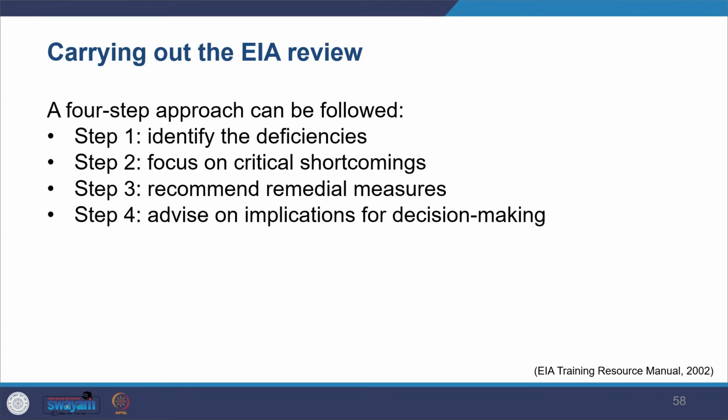And then you carry out the EIA review process, which is like here by the UN training program. You see that it has been updated to 4 steps. Step 1, identify the deficiency, focus on critical shortcomings, recommend remedial measures, advise on implications for decision making. So you're reviewing the report part here, so you can take care of these 4 things.